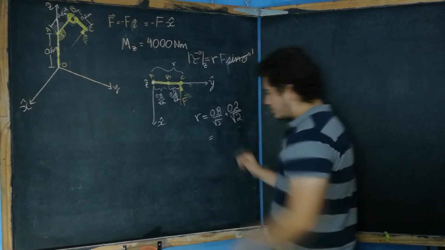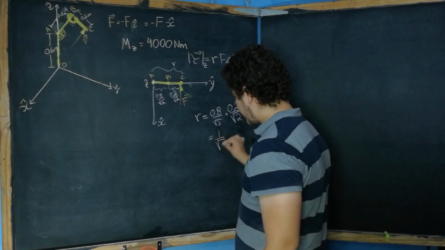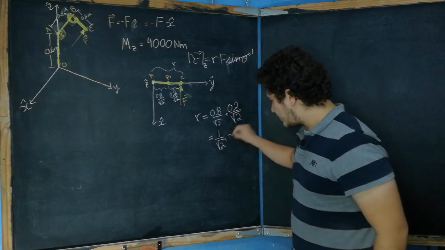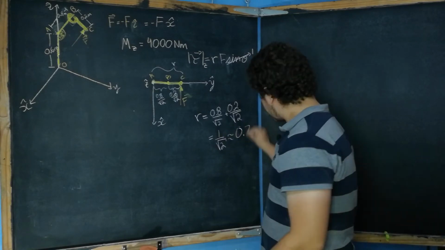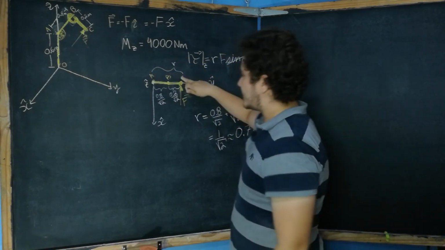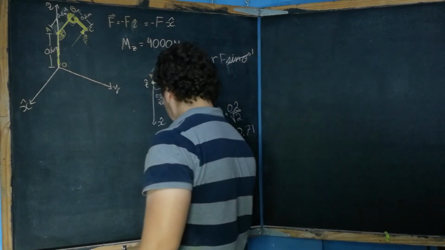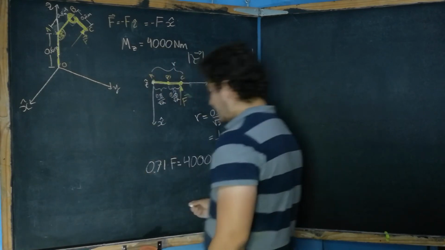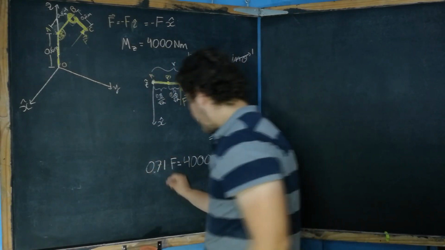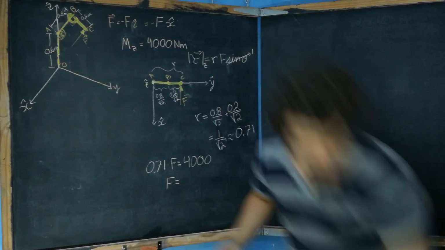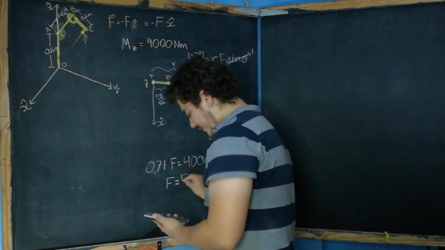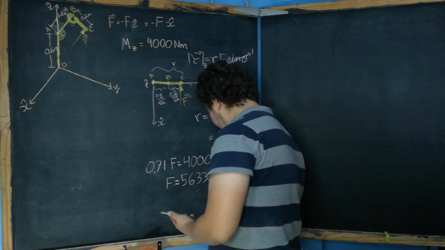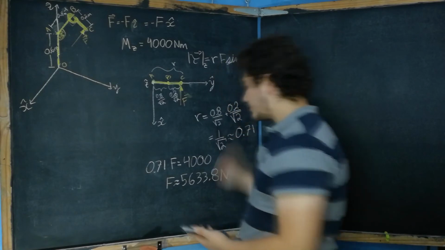If we add these two up, it will give us that it is 1 divided by the square root of 2. Okay? That's really the exact solution. We can approximate it to approximately 0.71. That will be this distance. Now, if we see the equation, 0.71 times F would have to be equal to 4,000. And if we divide 4,000 by 0.71, we will have that F would be approximately equal to 5,633.8 newtons. So what is this?